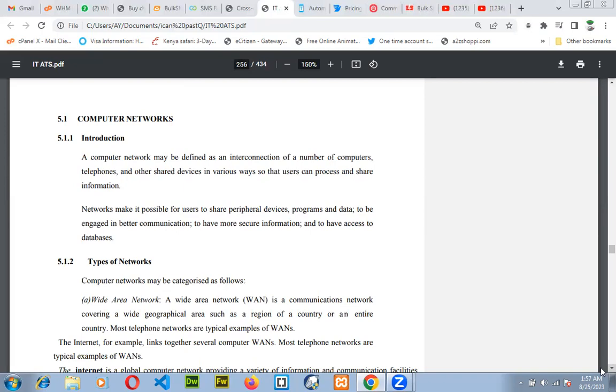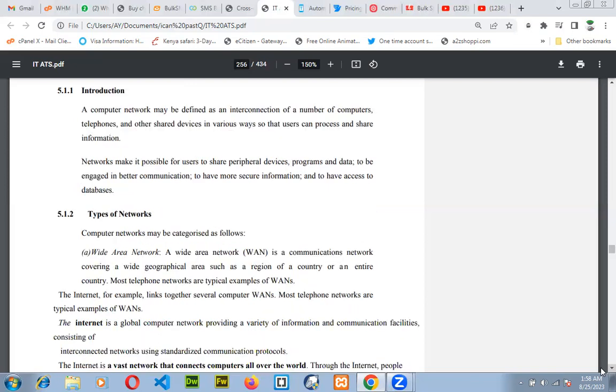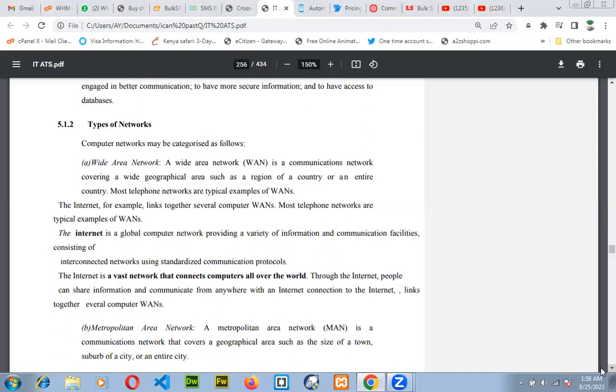So basically, as you can see from the introduction, the computer network is basically the connections of two or more computer devices. I use the word devices because we now have different computer devices that, unlike in the past, the network is a combination, the connection between two or more computers. But now we have various devices. Your mobile phones, your smart TVs, your laptops, desktops, they are all computer devices which can be interconnected to each other on a network. So types of networks. We have the wide area network, we have the metropolitan area network, and we have the local area network.